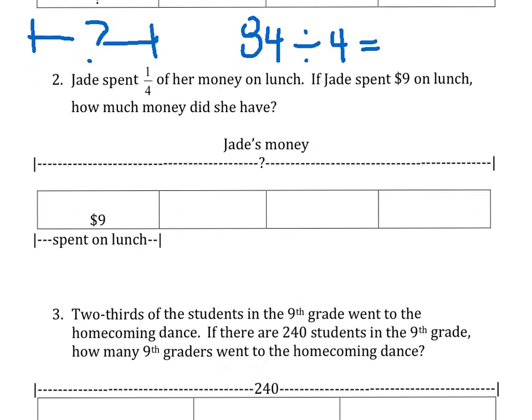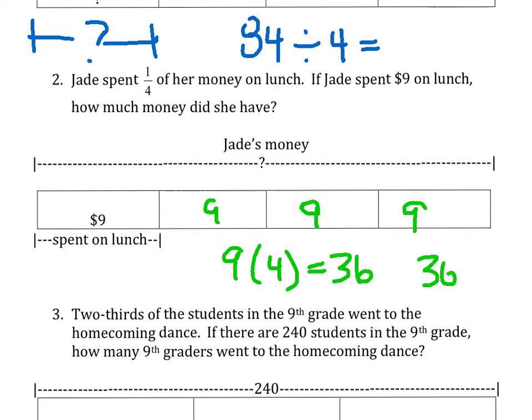Number 2, Jade spent 1/4 of her money on lunch. If Jade spent $9 on lunch, how much money did she have? This is the opposite of what we just did. We know that each box is worth 9, so you could put a 9 in each one. And then, since we have 4 9s here, we know that 9 times 4 gets us 36. So we have $36 for Jade. And that's how much money she has.